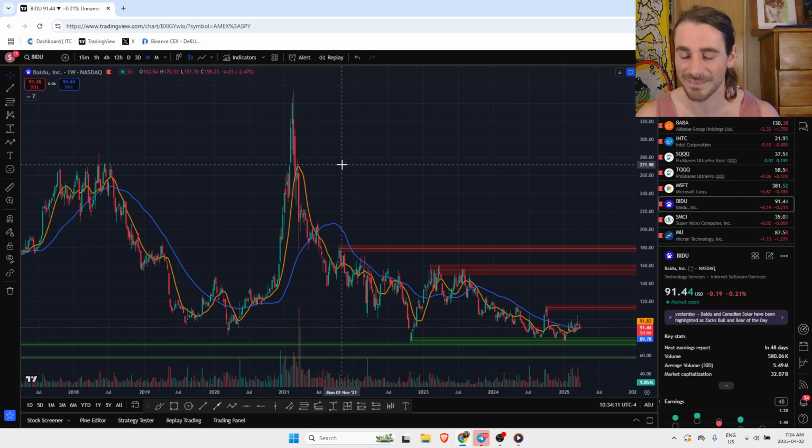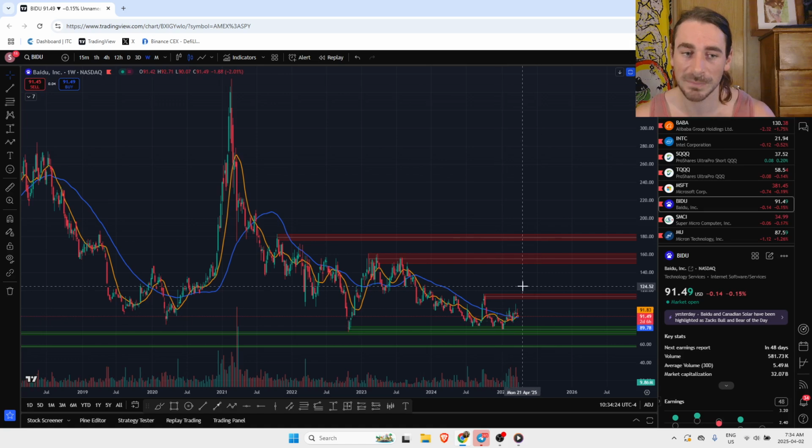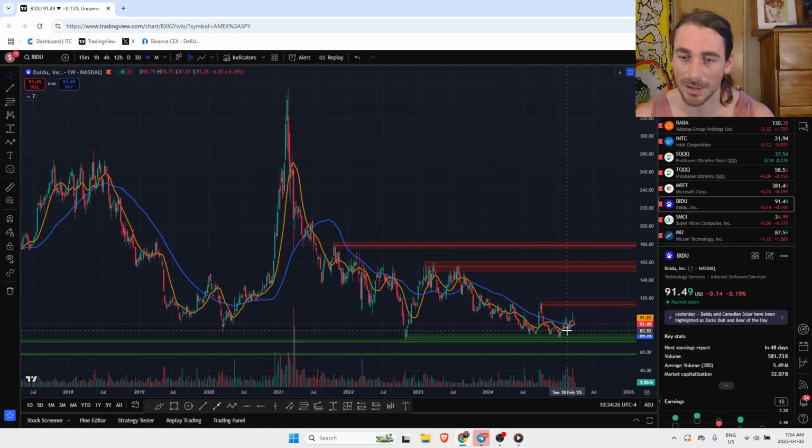So they kind of have this AI cloud side of the business. They've got the search engine side of the business, and they've got this autonomous robo-taxi side of the business as well. So it's a really interesting company here. The valuation is pretty cheap. I'm going to do a little deep dive on them, but just recognizing we did get a bullish cross of the 50 and 200-day moving average. We're in uptrending price action on the weekly.